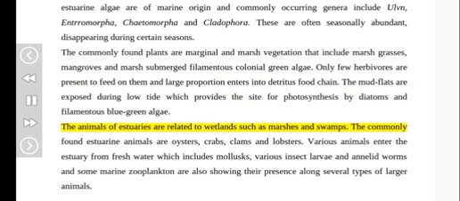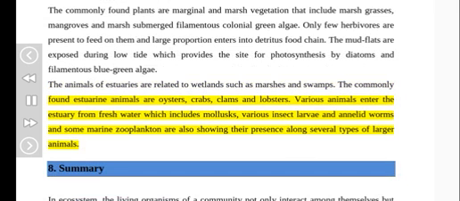The animals of estuaries are related to wetlands such as marshes and swamps. The commonly found estuarine animals are oysters, crabs, clams and lobsters. Various animals enter the estuary from freshwater, which includes mollusks, various insect larvae and annelid worms, and some marine zooplankton are also showing their presence along with several types of larger animals.